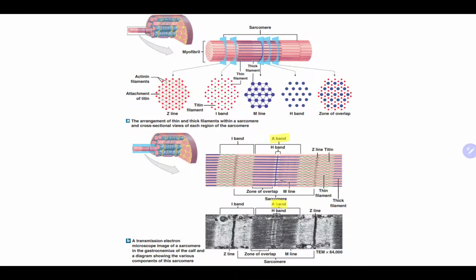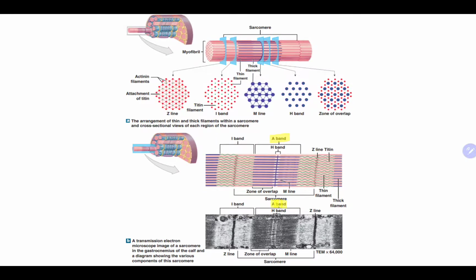Now, looking at a sarcomere, the repeating functional unit of a myofibril, this contractile unit of this muscle cell, we have different bands. That's why we see these muscle cells as being striated. We have these bands on these sarcomeres.